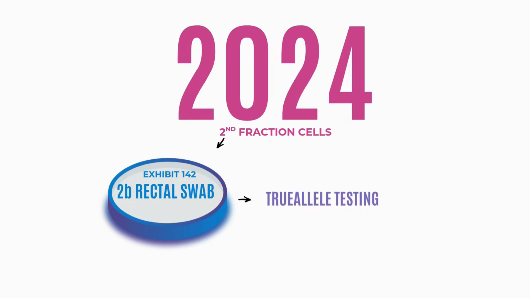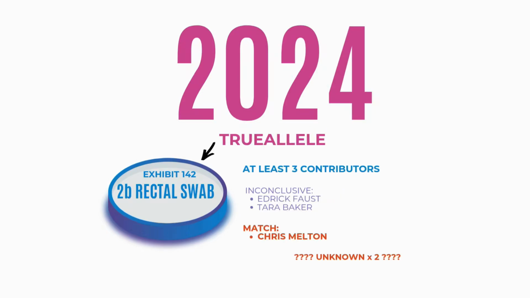From this sample, there were at least 3 contributors. Tara Baker and Edrick Faust were both ruled out as inconclusive, and the one match that they did find was Chris Melton, Tara Baker's possibly ex-boyfriend at the time of her death. He was one of the alternative suspects that were presented in the trial.